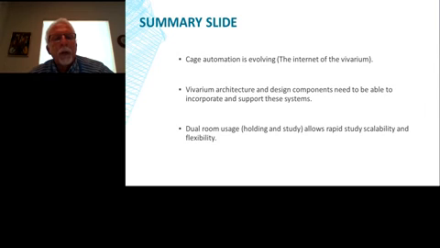Vivarium architecture and design components need to be able to incorporate and support these systems in regards to new facility designs and retrofitting, and being able to support some of the large databases that we need. And then, how are you going to store that data, and where? The advantage of this is dual room usage, both holding and study, which allows rapid study scalability and flexibility in regards to using some of the digitalized caging for study results.